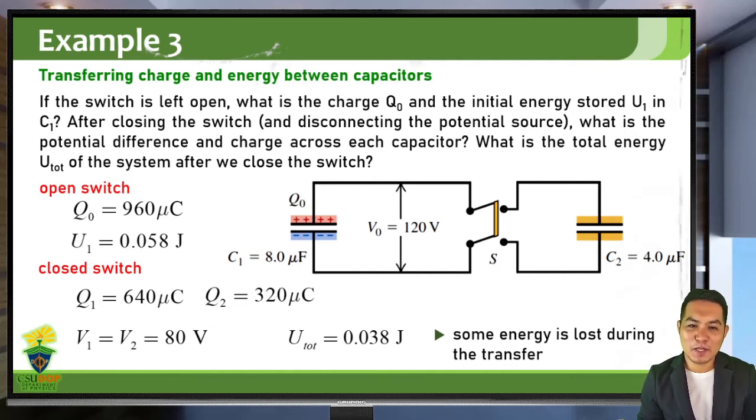So it's not always perfect that you can transmit all of the 0.058 joules of energy into the system. So there is always what we call resistance. So energy will always be lost in reality. Okay.